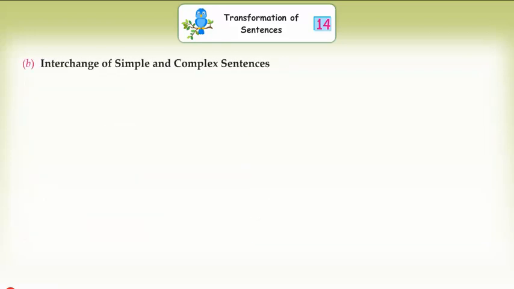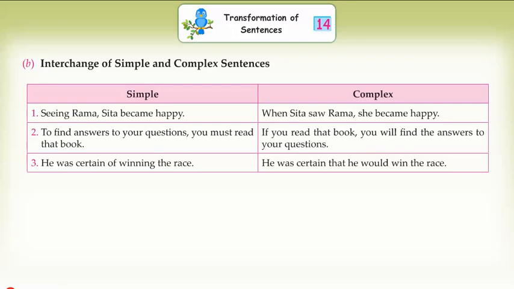B. Interchange of simple and complex sentences. Simple, complex. 1. Seeing Rama, Sita became happy. When Sita saw Rama, she became happy. 2. To find answers to your questions, you must read that book. If you read that book, you will find the answers to your questions.